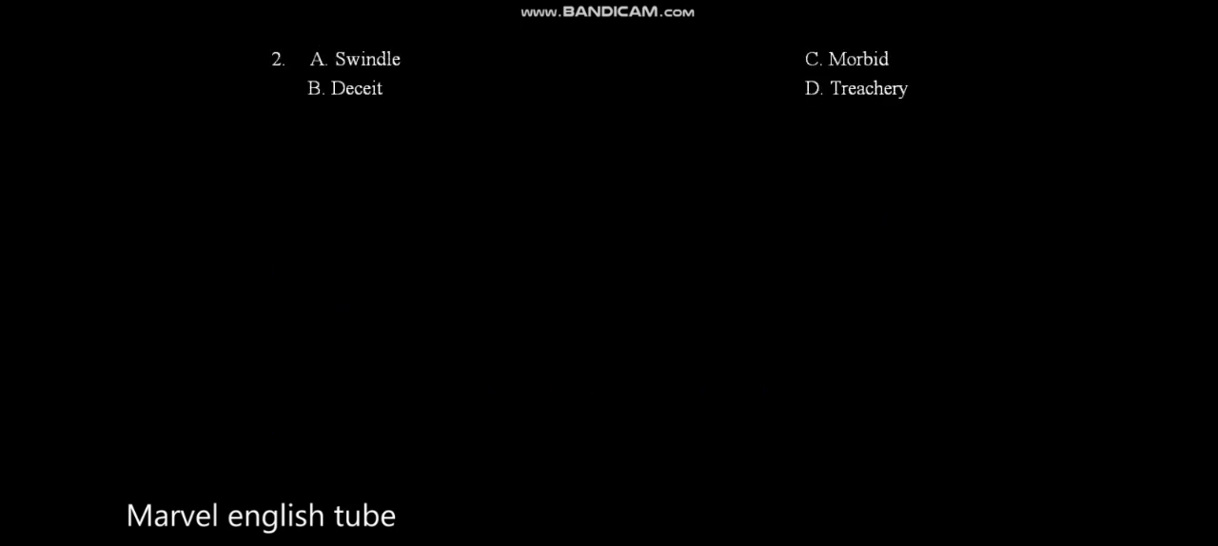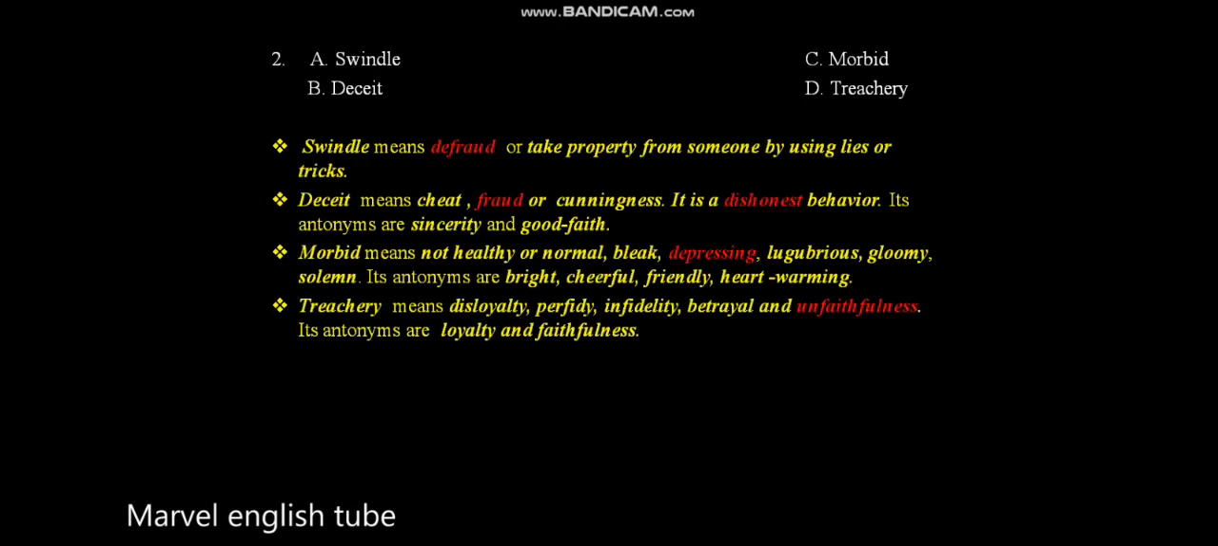The next question is swindle, deceit, morbid, and treachery. Here, as usual, you gotta know their meanings. Swindle means defraud, to take someone's property by using lies or tricks. Also, deceit means cheat, fraud. Morbid means not healthy or normal, bleak, depressing, lugubrious.